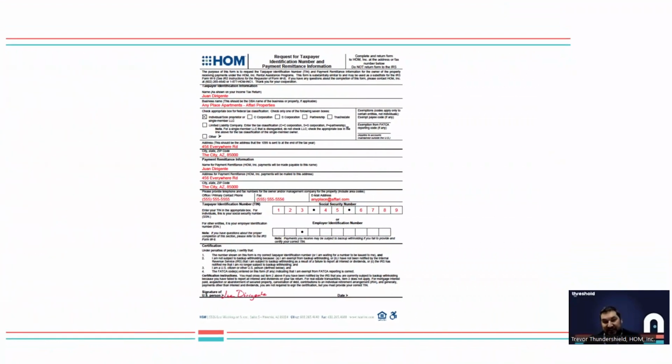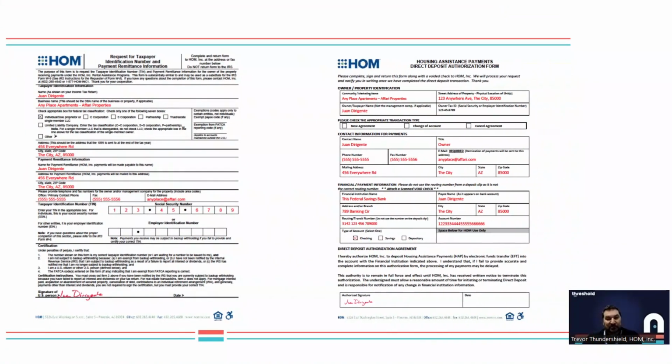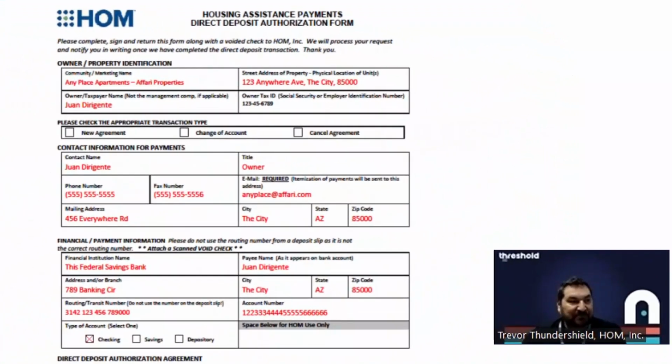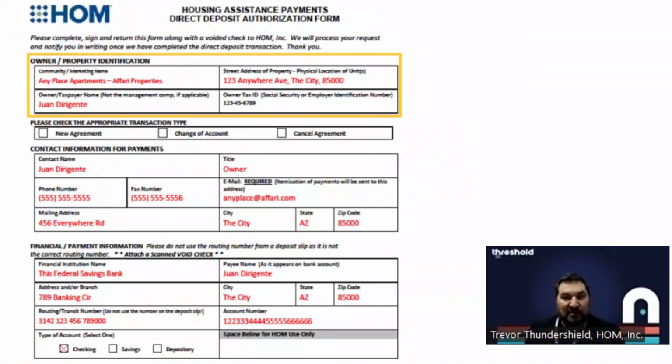So now we're going to jump to the second page. This is the direct deposit authorization form. The whole first part here at the top is under owner property identification. If you're a property manager, you most likely put all your information on the first page. We do still do verification with whatever the county assessor's office is.